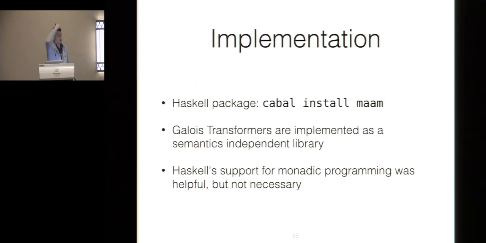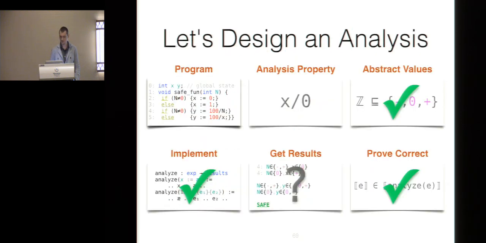So we've implemented this. It's a prototype. You can play with it right now. The Galois transformers really are a semantics independent library that you bring over to your semantics that you're analyzing. And I want to note that Haskell's support for monadic programming was helpful, but it's not necessary. You could definitely implement these in any other programming language. I guess you would need higher order functions. That's pretty much all you need.